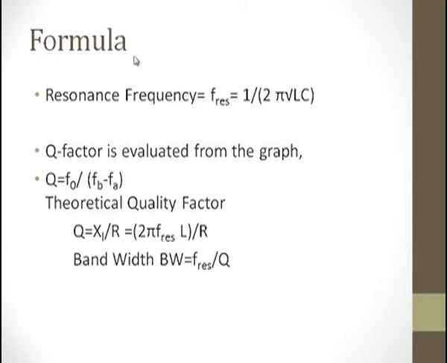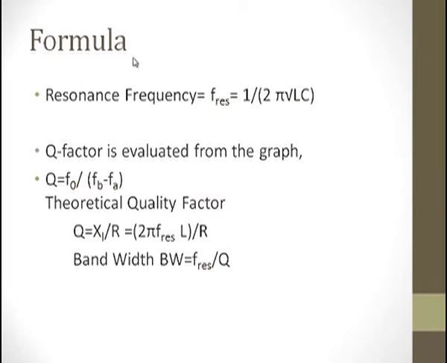Theoretical quality factor can be obtained by the formula Q is equal to XL by R, where XL is the reactive impedance and R is the resistance given to the circuit, which is equal to 2 pi F resonance into L divided by R. 2 pi into F resonance into L divided by R gives the theoretical quality factor of the circuit.